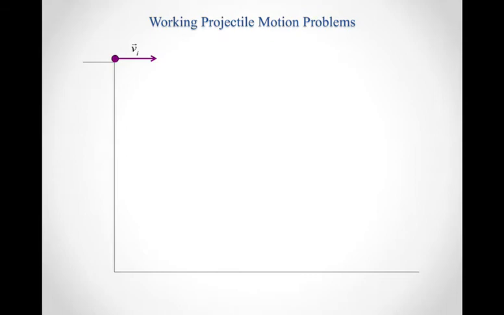So whether this is a building, whether it's a cliff, I'm going to throw my projectile horizontally. It's going to hit the ground, and just before it hits the ground, it's going to be traveling with some velocity that points down below the horizontal. I know that during its motion, it's going to have an acceleration vector that points straight down.